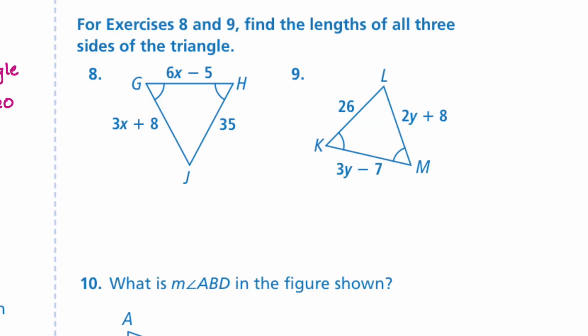Okay, for problems 8 and 9, you're going to be finding the lengths. Find the lengths of all three sides. Here we have our base angles. They're congruent, so the sides opposite would be congruent. You would have to start by writing down an equation. I know that 3x plus 8 is equal to 35. Find the value of x. Then you're going to be plugging it back in, and that would allow you to find the measurements of all of these sides.